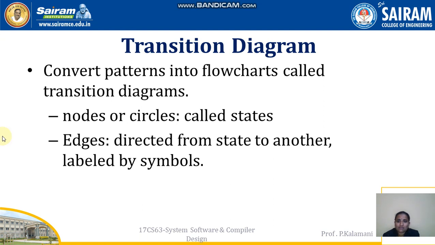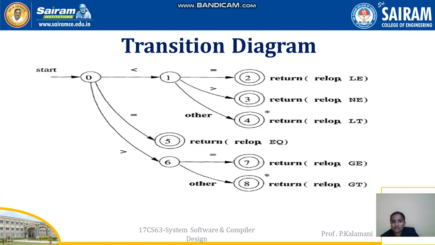The transition diagram we'll see next. So what is meant by a transition diagram? We already know a diagram consists of states and edges. What is the need for a transition diagram? The diagrammatic representation of patterns is called a transition diagram. Already we have represented a pattern with a regular expression. The same thing we are representing with a diagram. Here nodes or circles represent the states, and edges are directed from one state to another, labeled by a symbol. Now we will see the transition diagram for relational operator.